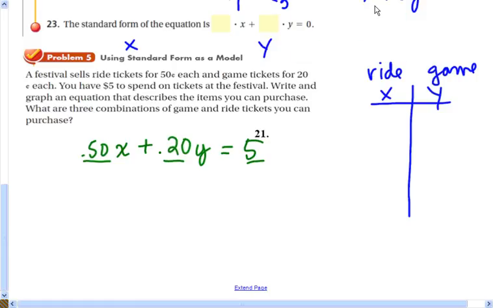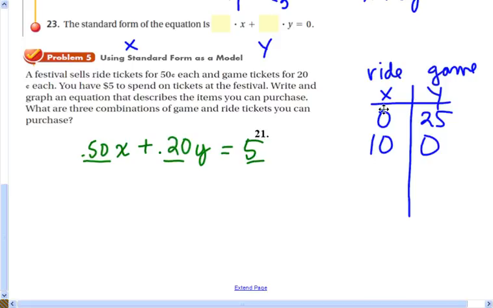And so some possibilities of what we could do, let's say we have 0 ride tickets. Then the number of game tickets is just $5 divided by 20, which is 25. If we have 0 game tickets, then we can spend all $5 on ride tickets, which would allow us to buy 10 of those. And some other combination, let's say we buy 5 ride tickets. Well, that's going to take $2.50. That one won't come out even.